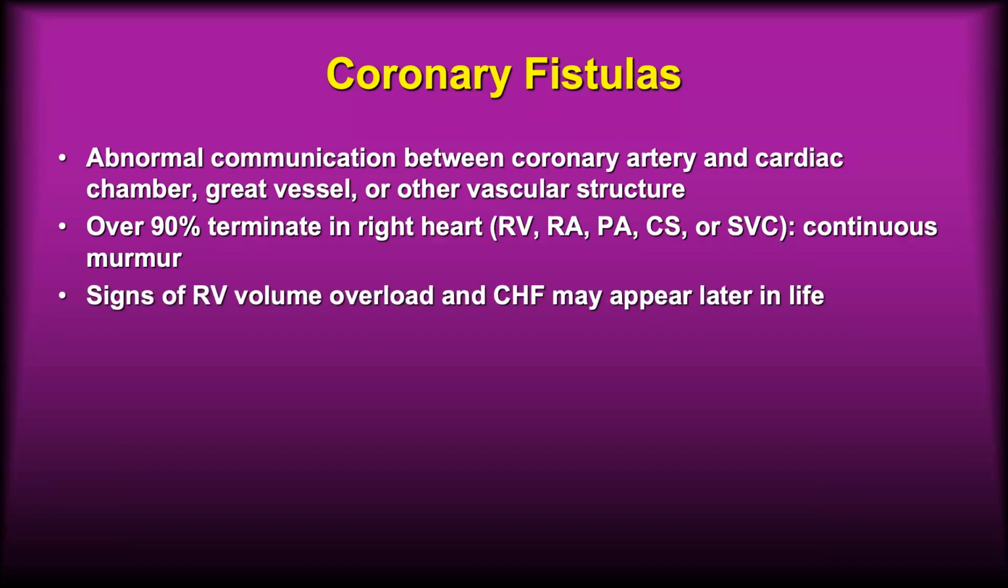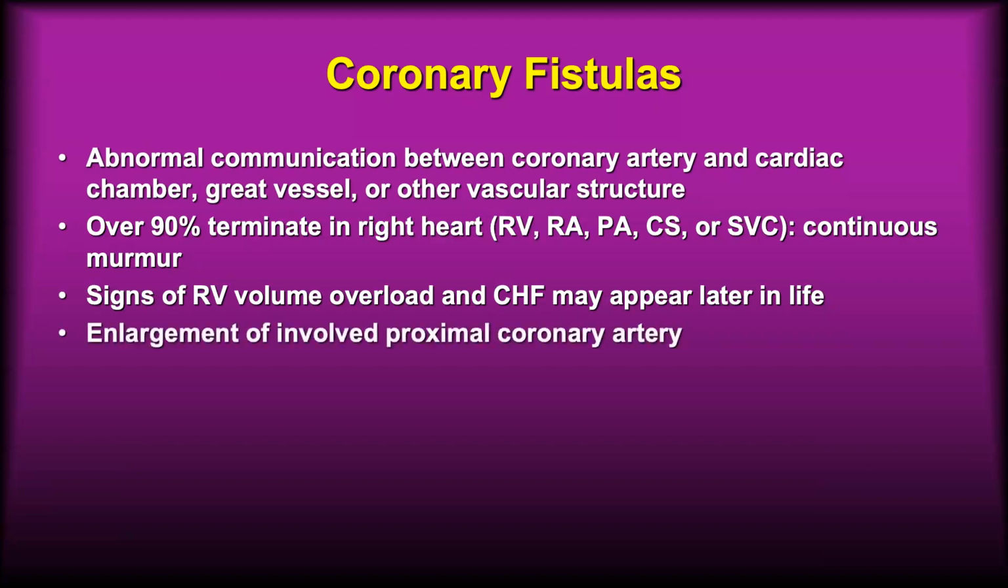All right, you might get RV volume overload because of that extra blood flow going into the right side. Proximal coronary artery enlargement. Ooh, where else do we see an enlarged proximal coronary artery? Two conditions that we've talked about. In your brain yet? No. Kawasaki disease, that was the aneurysmal proximal coronary artery. In supravalvular aortic stenosis, because we have a narrowing distal to the coronary arteries, pressure backs up and.